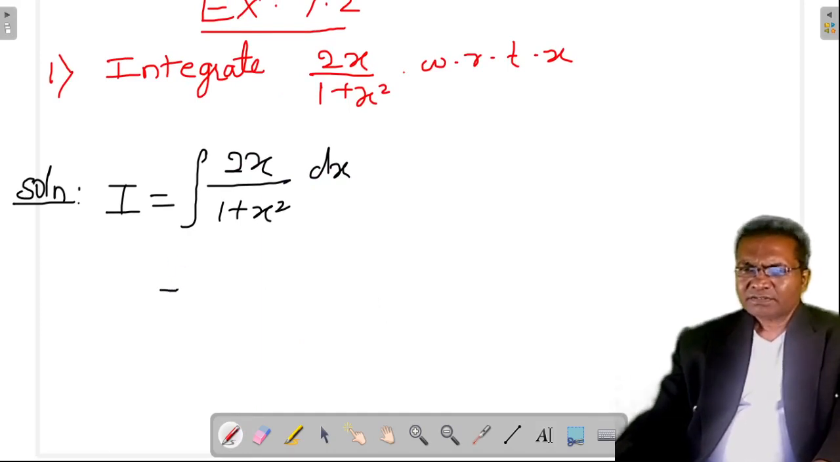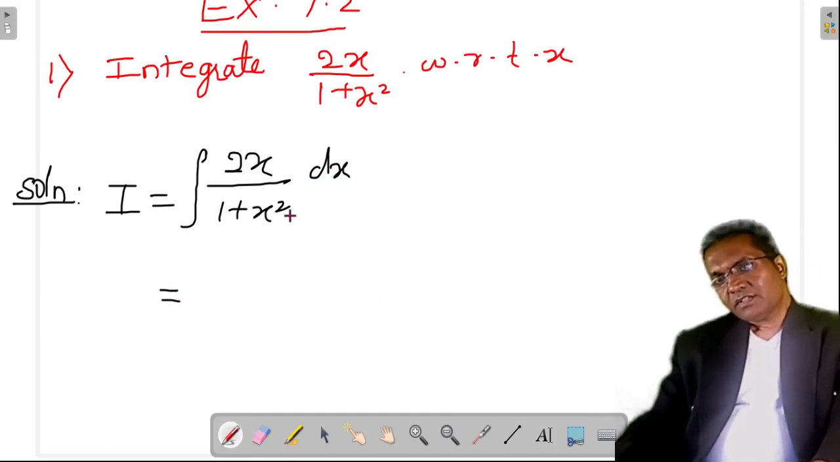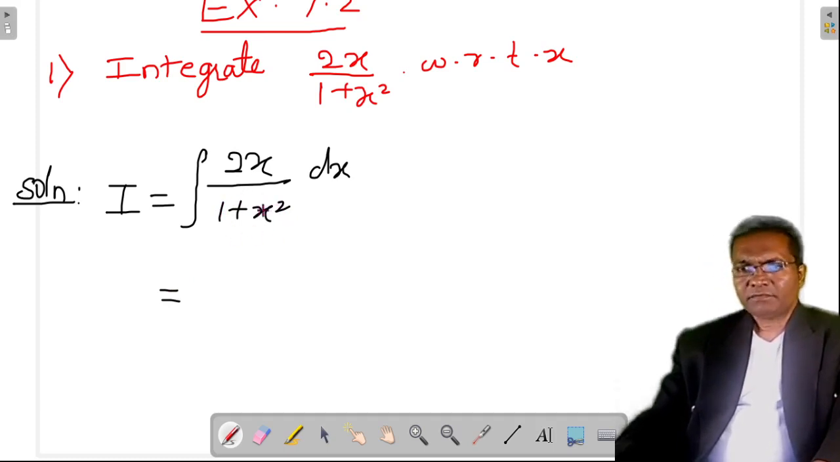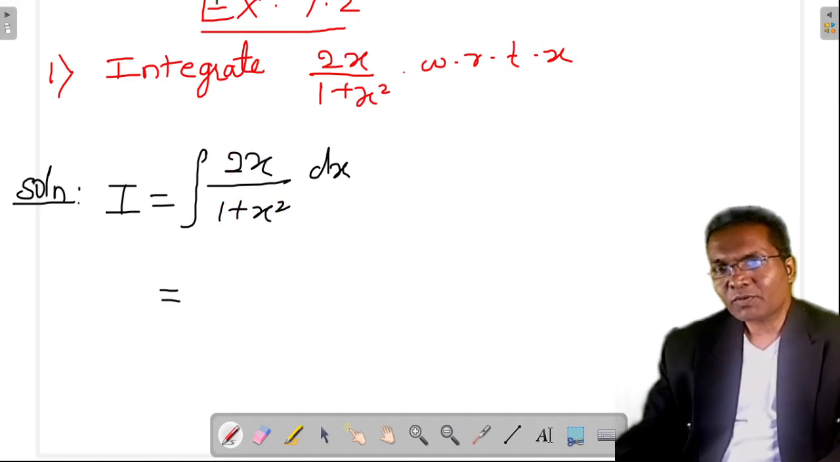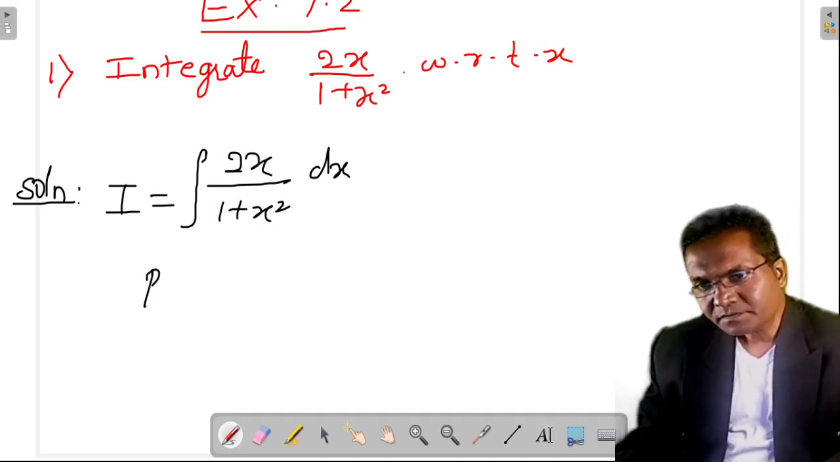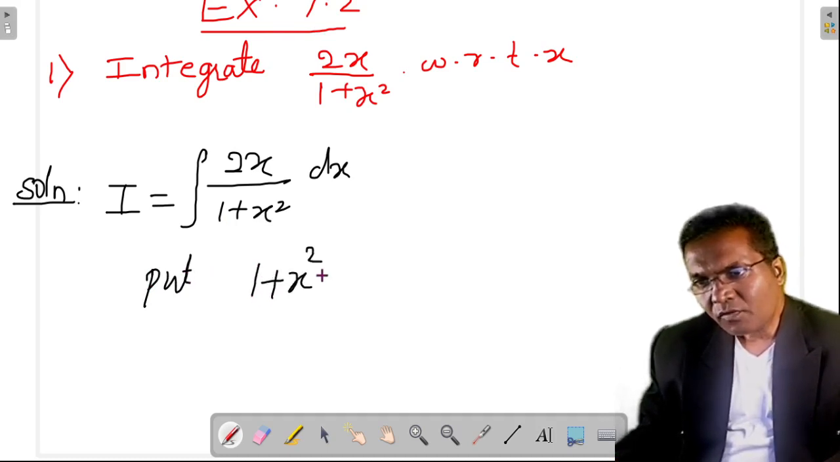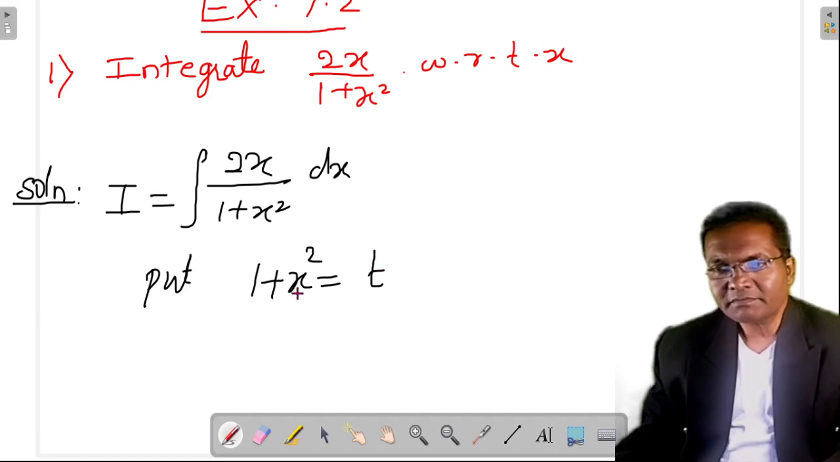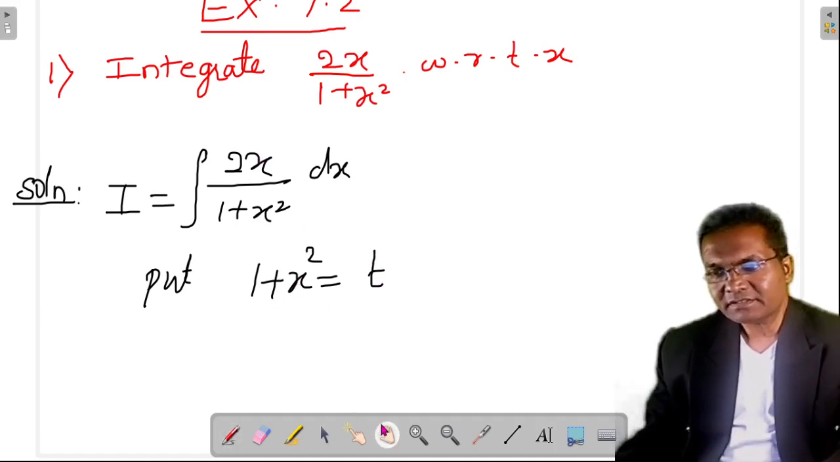Now look, what is the derivative of this? Derivative of 1 plus x square. Derivative of 1 is 0, derivative of x square is 2x. So the derivative of this is present here. So I can substitute: put 1 plus x square is equal to t, because its derivative is 2x. That is the reason.